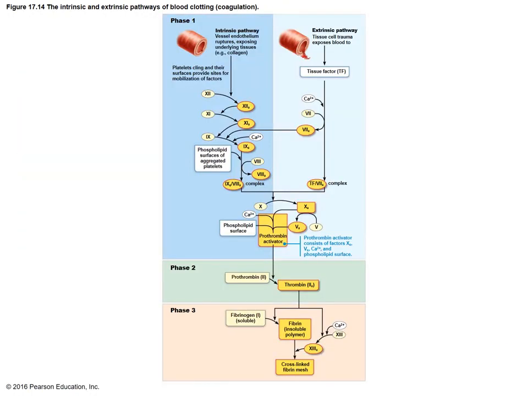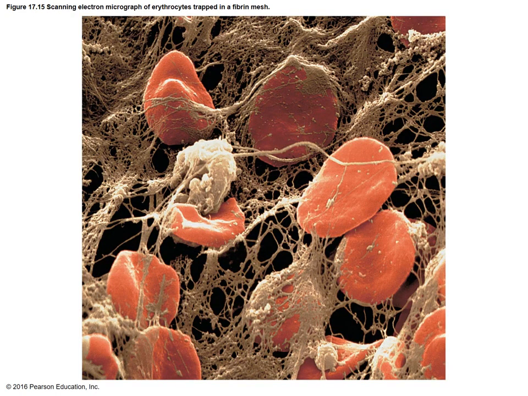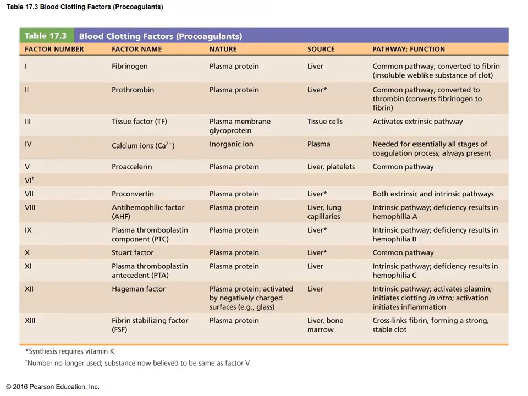So this just shows once again the steps. And this is a really neat picture showing a scanning electron micrograph, or SEM, of, as you can see, the erythrocytes that are trapped in that fibrin mesh. So you can see how it's holding it all together. And the blood clotting factors, as I said, there are 13 of them, and they're all listed here in order. And like I said, they're numbered according to discovery, not in the order that they are used.